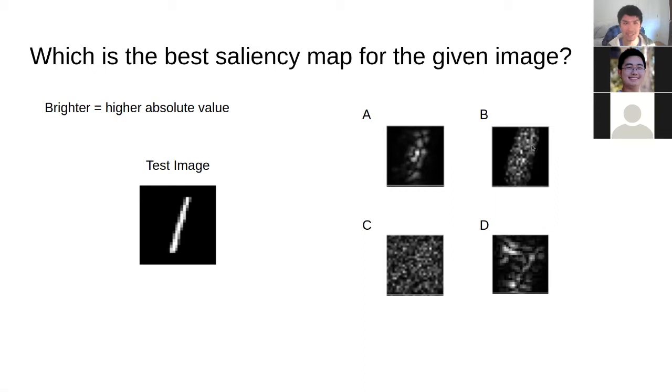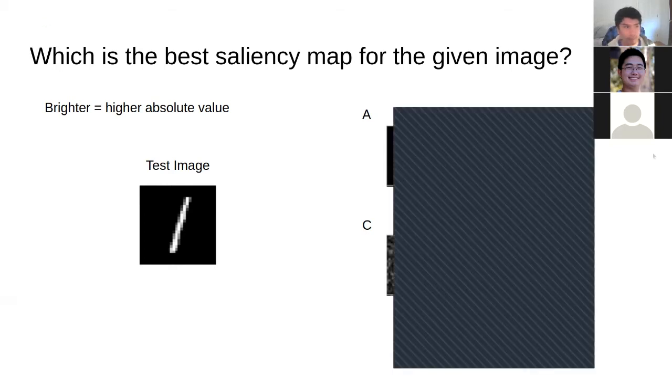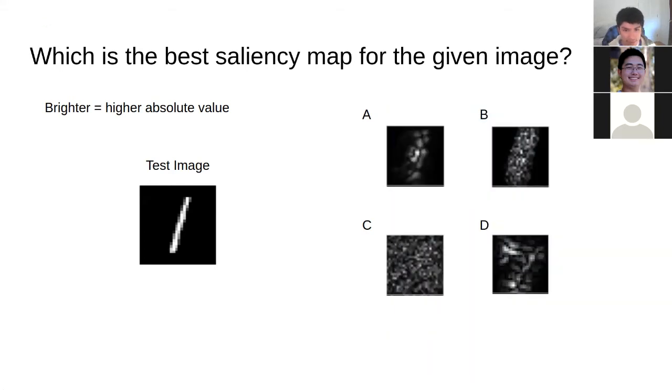And so my question here is, which saliency map is most plausible, or in your opinion, is the best saliency map given this test image? And I guess I can start a poll. Let's see, launch polling. Let me know if you don't get the poll. Okay, I see 0 of 2 voted.